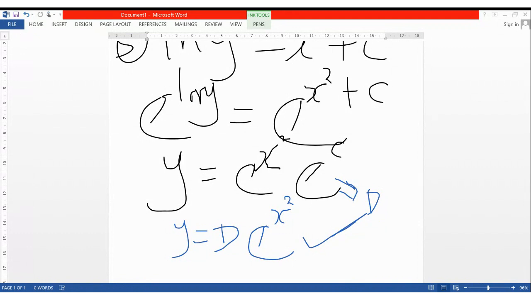Introduce the exponential both sides. You get exponential ln y equals exponential x squared plus c. Then y equals exponential x squared times exponential c. Then introduce a constant d, and you are done.